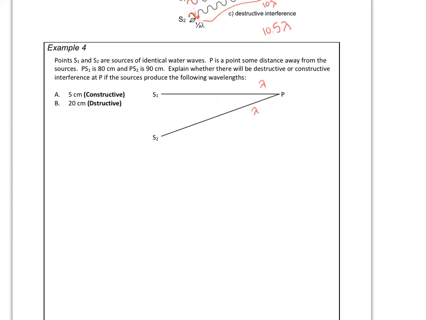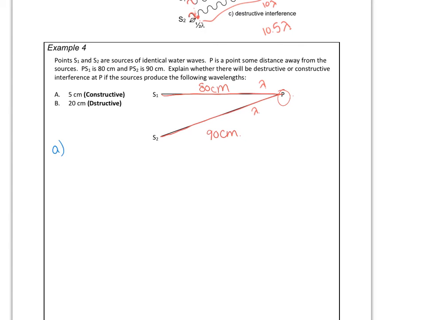So looking at our first one here, A. Points S1 and S2 are sources of identical water waves. Point P is some distance away from the sources. The distance P to S1 is 80 centimeters, and the distance S2 to P, my mistake, is 90 centimeters. Describe whether this is constructive or destructive interference if the wavelength in A is 5 centimeters.